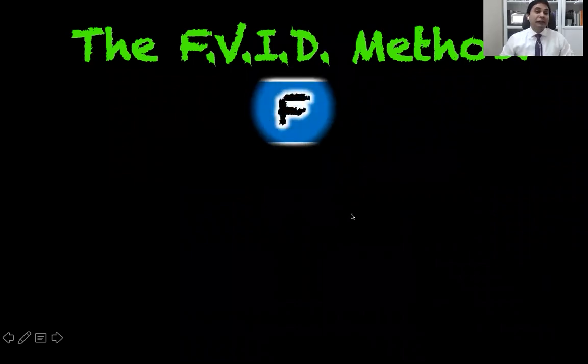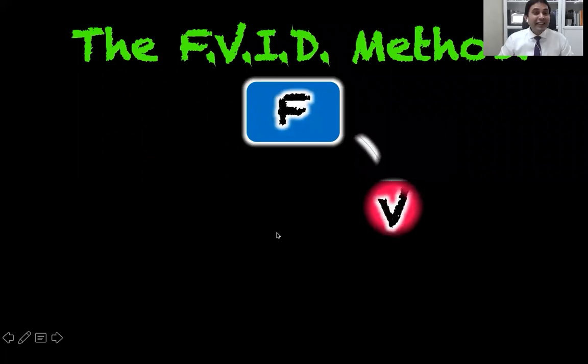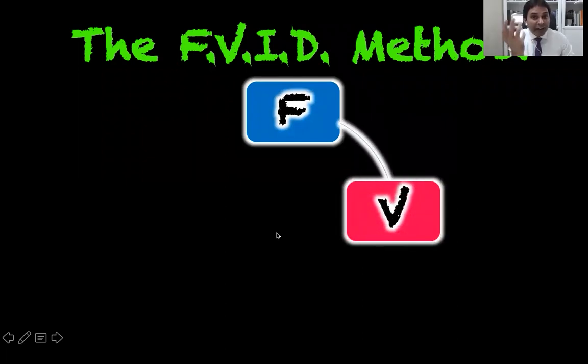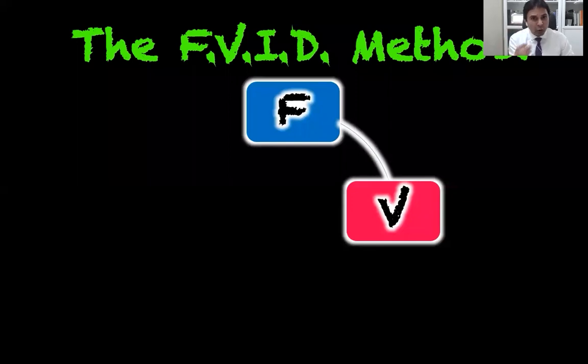Now, let's look at what is the FVID method. F stands for frequency, of how much you are visualizing. I'll explain to you in detail. V stands for vividness. Vivid means how clearly you can see that particular vision which you have got. That's vividness.